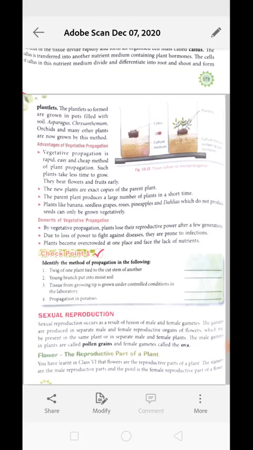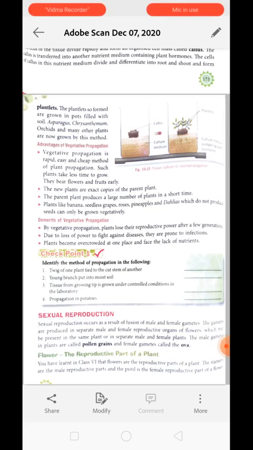which next is demerits of vegetative propagation. What are the demerits? First is, by vegetative propagation, plants lose their reproductive power after a few generations. Means after passing a few generations, the plant will start to reduce the number of flowers they produce. Okay, and in this way their reproductive capacity will be reduced.